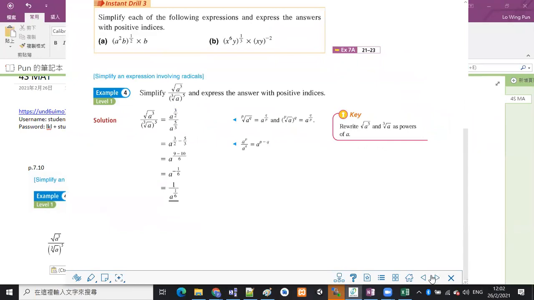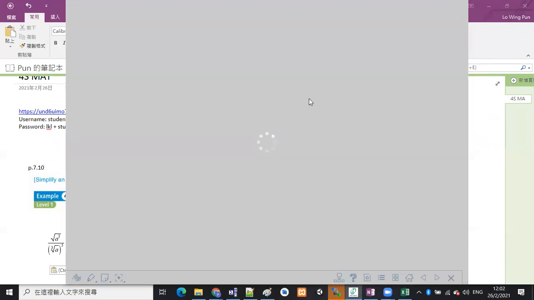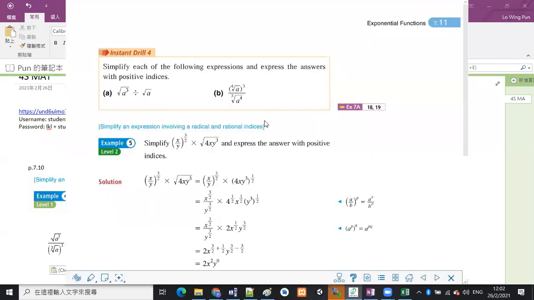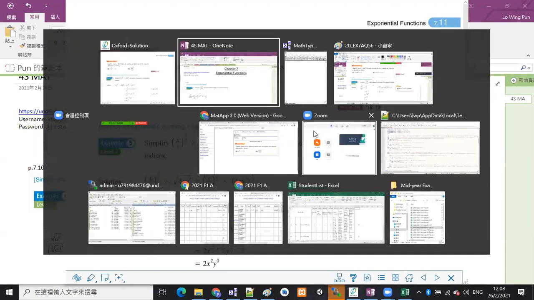Okay, so now I would like you to do the instant drill number 4. This is the classwork of yesterday. I have already uploaded one more classwork of today. Please continue doing yesterday's classwork in the Math App. I saw that some students have almost finished today's classwork, which is very fast. That's very good, as long as you are correct. But if you can't be faster than me, just follow my progress. Okay, so let's do instant drill number 4 now. I'll give you 2 minutes to do this.